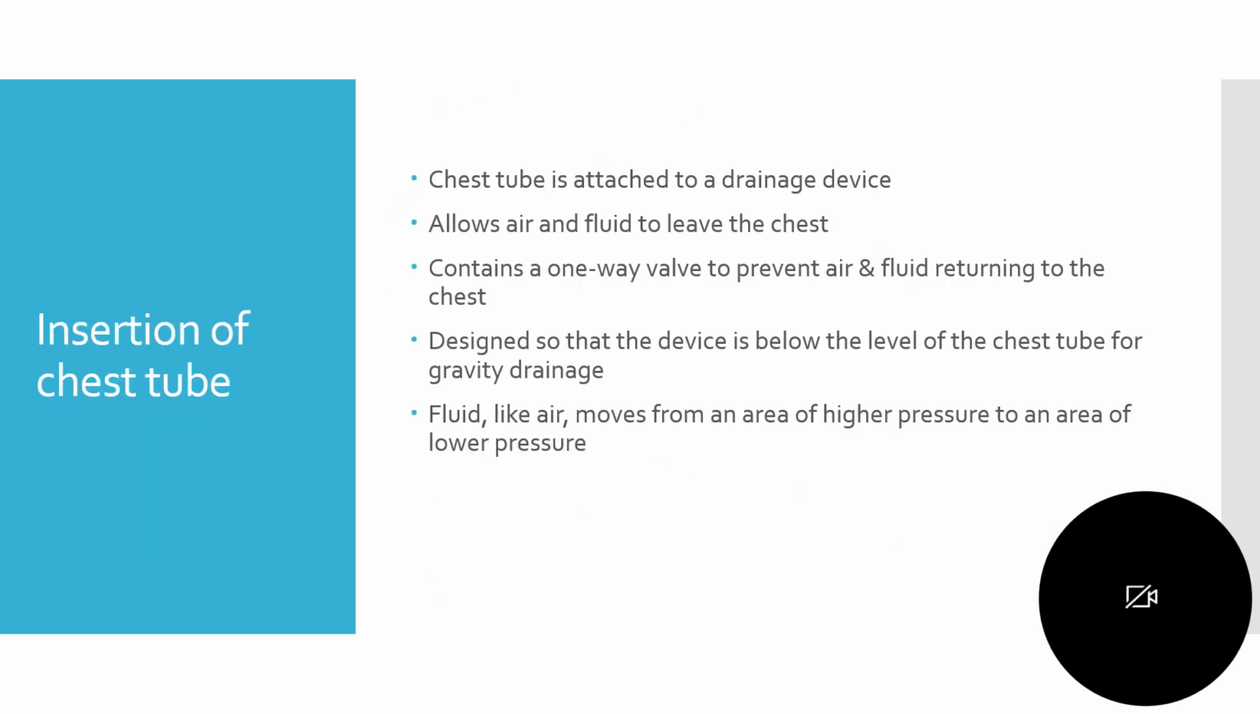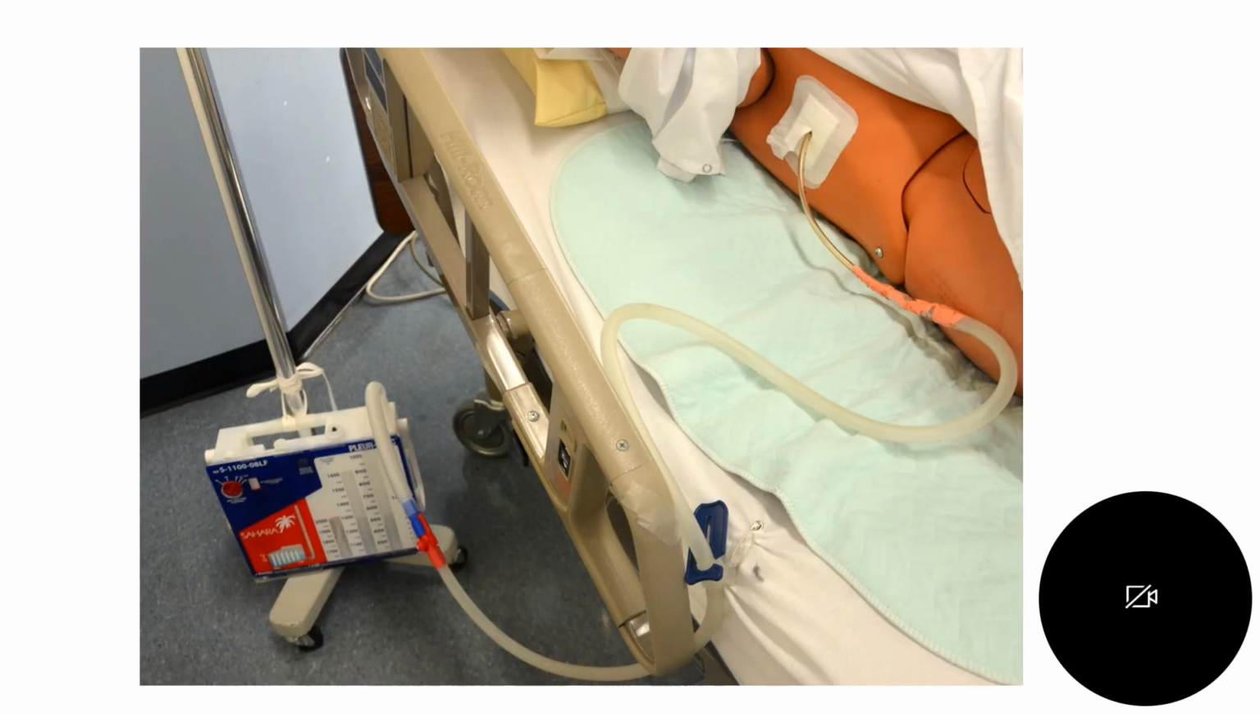Once the chest tube is in, that's going to allow air and fluid to drain into this chest tube drainage system. It's important to note that there's a one-way valve within the chest tube that prevents air and fluid from returning to the chest. This is a visual of what it's going to look like when you have a chest tube that is attached to a drainage system.